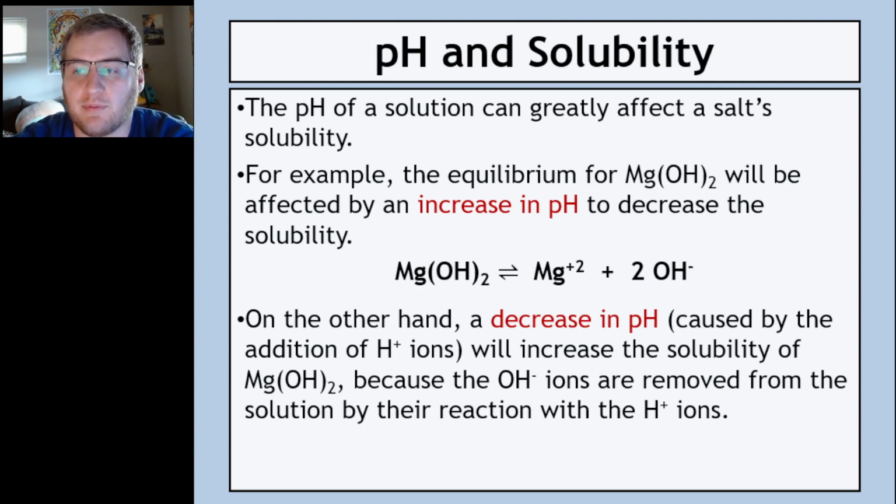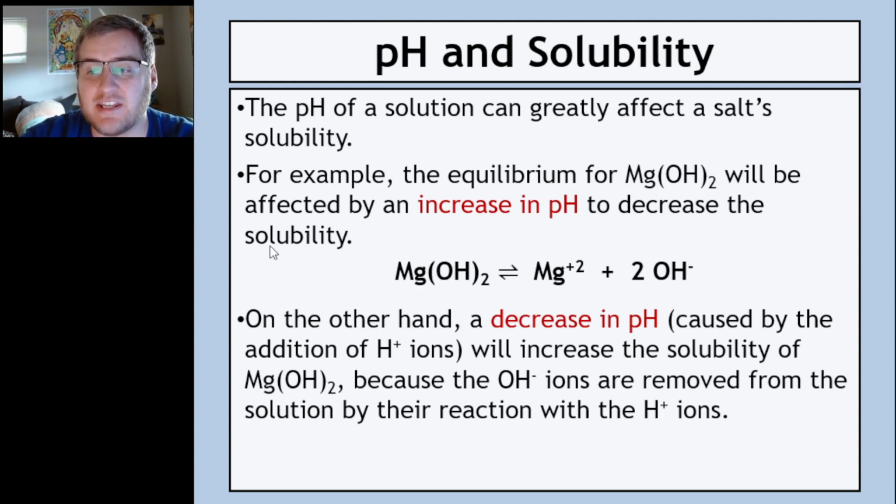For example, the equilibrium for Mg(OH)2 will be affected by an increase in pH to decrease solubility. Remember, increase of pH means it's getting more basic. So let's think about why this wouldn't dissolve as well in a basic solution. In a basic solution, by definition, you have a lot of OHs already floating around. That's what a base is, a solution with a lot of OHs, hydroxides floating around. This isn't going to dissolve very well because it has a common ion, hydroxide. Okay? So this would actually dissolve much better in an acid than it would in a base.